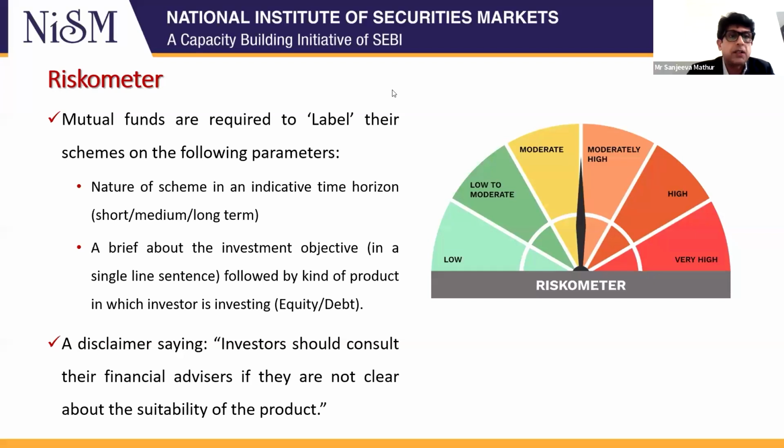the following parameters. Nature of the scheme, and I've indicated a time horizon. For how long can we invest? Generally, if I suggest equity, I'm not a distributor, but I would definitely say look at a 5-year plus horizon. Below 5 years, it can get slightly volatile. Then a brief about the investor objective. What is the objective of the investment, for the kind of product in which they're investing, debt or equity? We're talking equity. Then a disclaimer which says investors should consult a financial advisor if they're not clear about the suitability of the product. Very crucial, very important. Riskometer is the first one which I think you should have a look at.